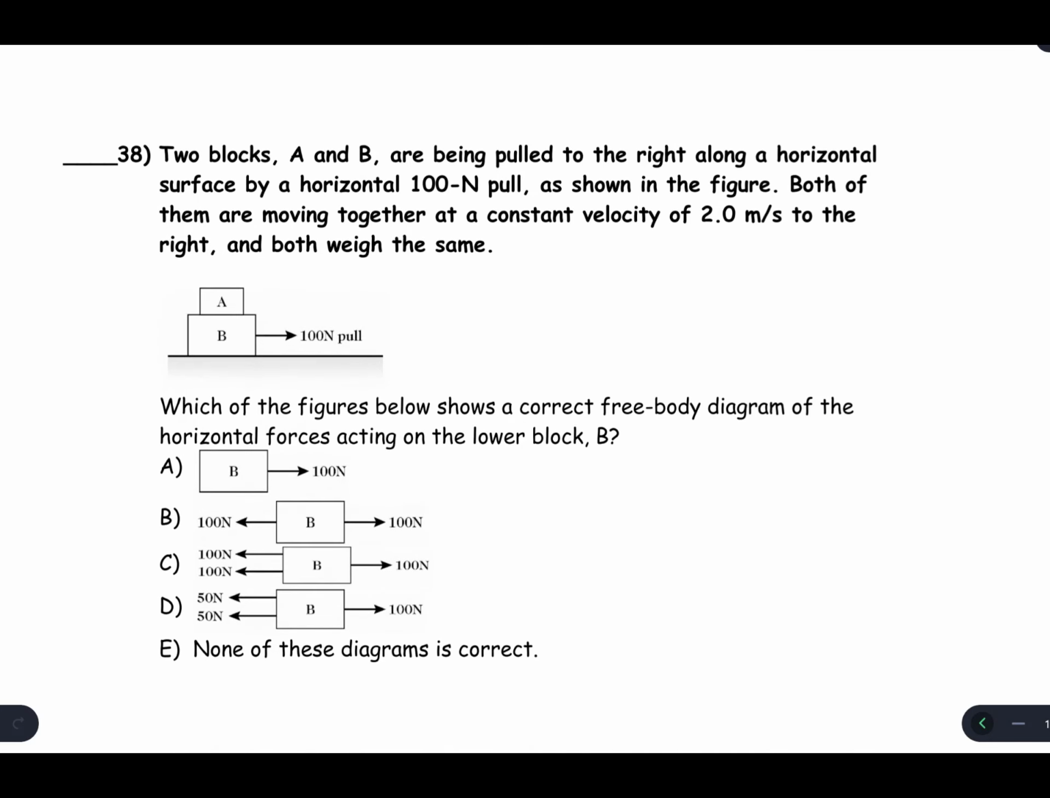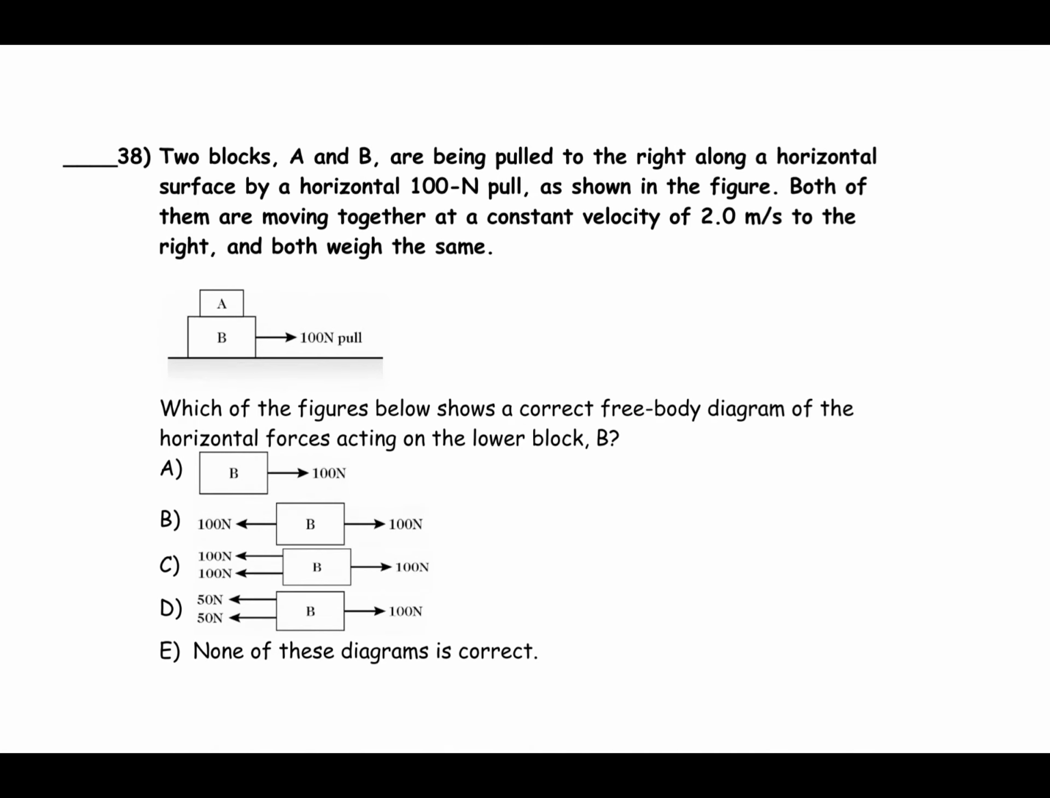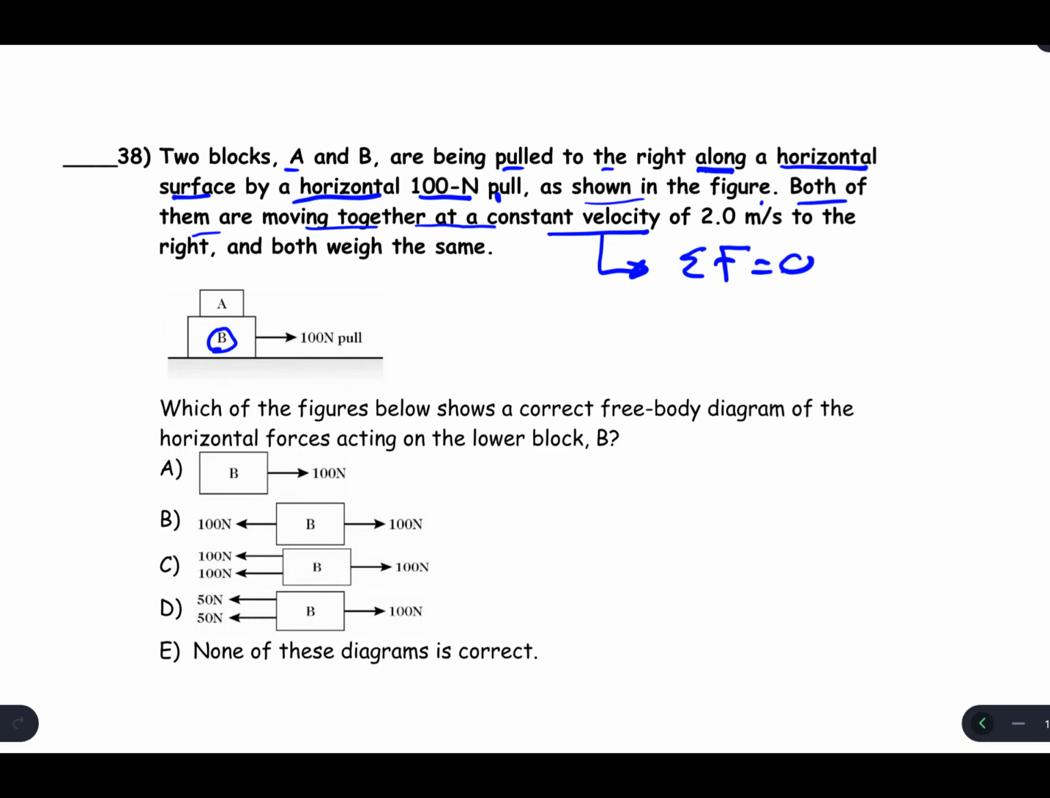Let's go to the next one. Two blocks A and B are being pulled to the right along a horizontal surface by a horizontal 100 pull. There is a pull here on B, right? As shown in the figure. Both of them are moving together at constant velocity. Constant velocity means the summation of forces equals 0. And both weigh the same.